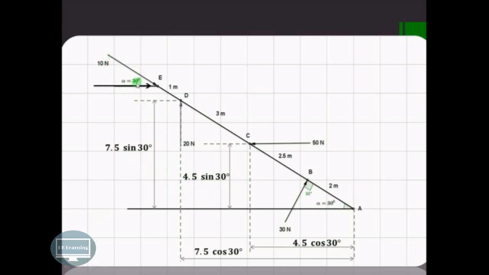Now, this 10 Newton force is making an angle of 30 degree with the horizontal, so it will have two components. One is the cos component, 10 cos 30, and another is the sine component, 10 sine 30, and the point of application is E. Now, as this is 30 degree and this is 90 degree, this angle will be 60 degree. So we can say that this 30 Newton force is making an angle of 60 degree. Again, it will also have two components. In horizontal direction it is 30 cos 60, and in vertical direction it is 30 sine 60.